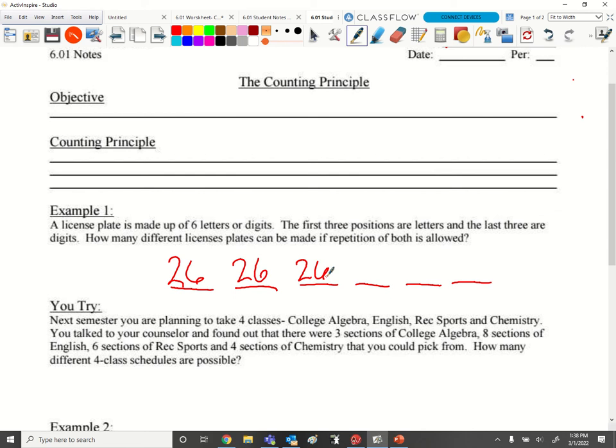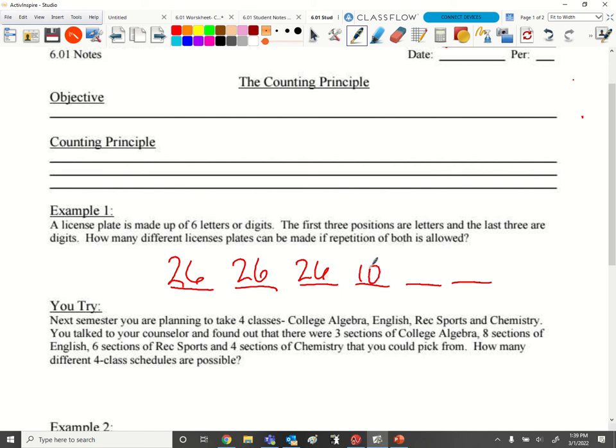All right, now the next 3 are numbers. So how many digits are there? 9. Are you sure? What you got? 10? You said that with a question mark, so I'm getting kind of worried. 10 if you include 0. Yep, there's 10 digits. A digit is a single number. So 0, 1, 2, 3, 4, 5, 6, 7, 8, 9. So 0 through 9 is 10 digits.